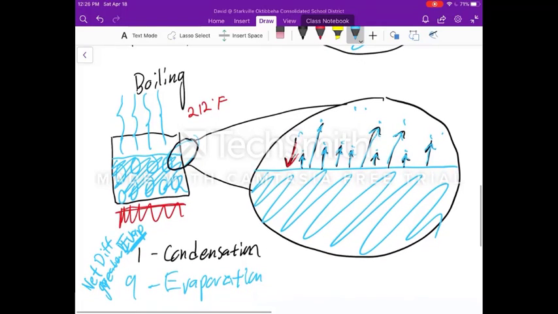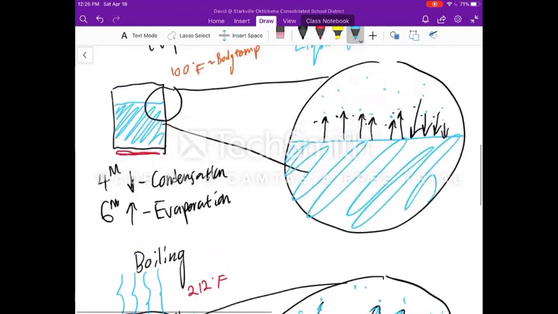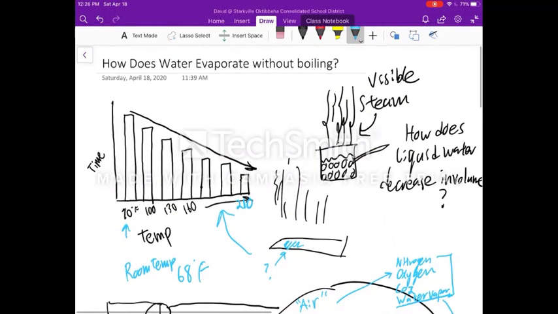And so when we get to boiling, there's so much evaporation happening that those molecules don't stay in the liquid state anymore. And so that's how we can relate it to that temperature versus time graph for our 5 milliliter sample.